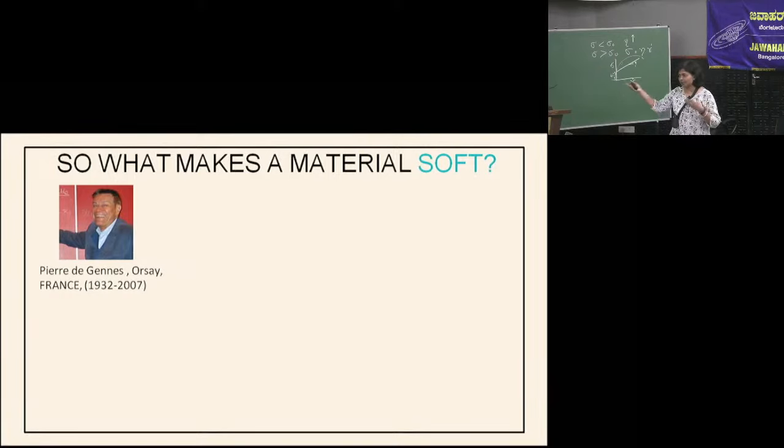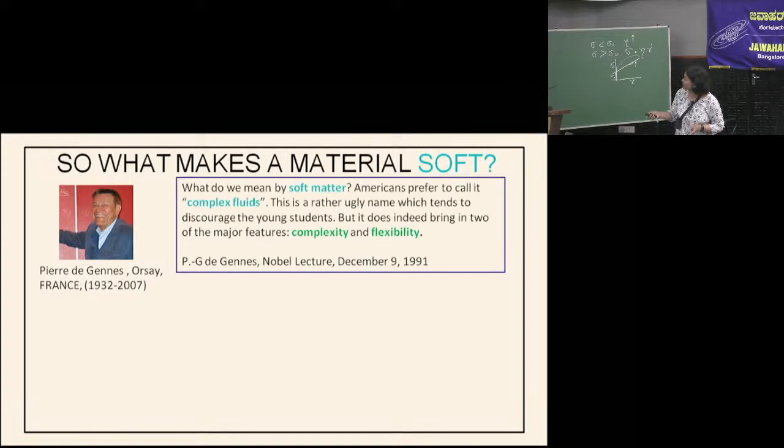And then, of course, when he went to accept the Nobel Prize, he had to give a lecture. So the definition of soft matter lies in the first paragraph of his Nobel lecture, and this is what he said. What do we mean by soft matter? Americans prefer to call it complex fluids. This is a rather ugly name which tends to discourage the young students, but it does indeed bring in two of the major features, complexity and flexibility. Now, the reason why complexity and flexibility are highlighted in green is because these are very important terms.